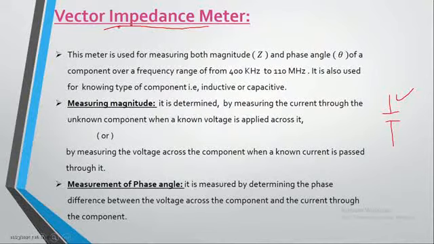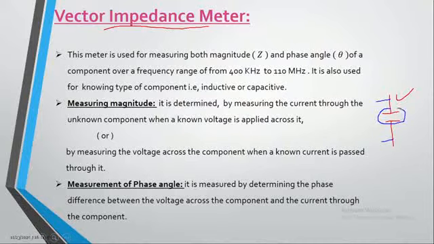To calculate the impedance, we are supposed to focus on the current and the voltage. I have two options over here. What I'll do is apply a constant voltage across the unknown element. Remember that it is a capacitor; by viewing this element, we can say that it is a capacitor.